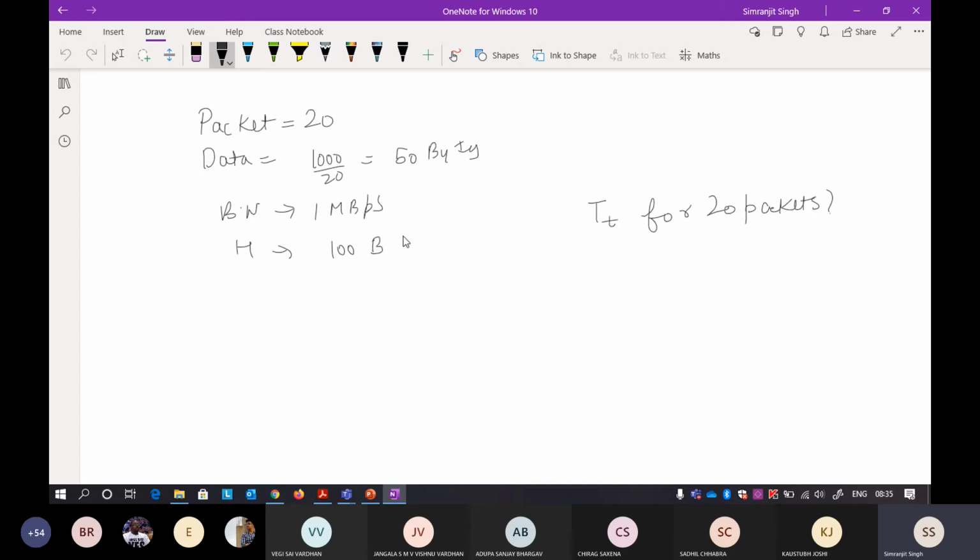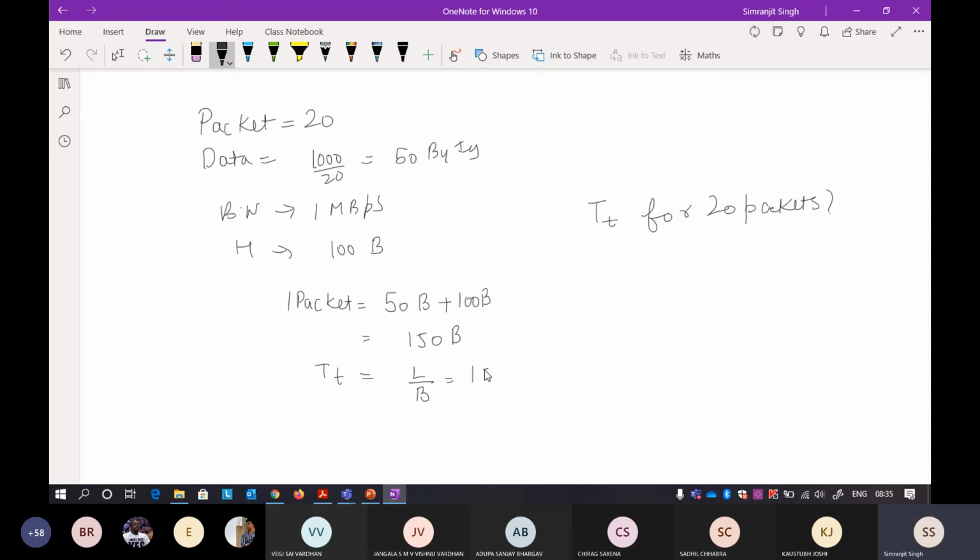The header, you already know, is 100 byte. So one packet size will be 150 byte. If you see here, the data size is very small and the packet size is more than the data size. Again you follow the same approach. What is the transmission time? You already know, it is the length of the packet over the bandwidth.